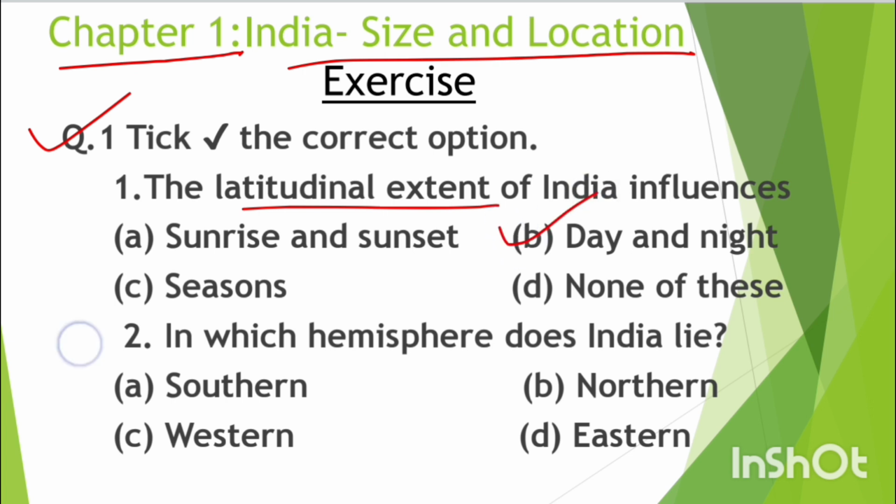Next question, question number 2. In which hemisphere does India lie? Option number A, southern. Option number B, northern. Option number C, western. And option number D, eastern. So answer for this question, option number B, northern.